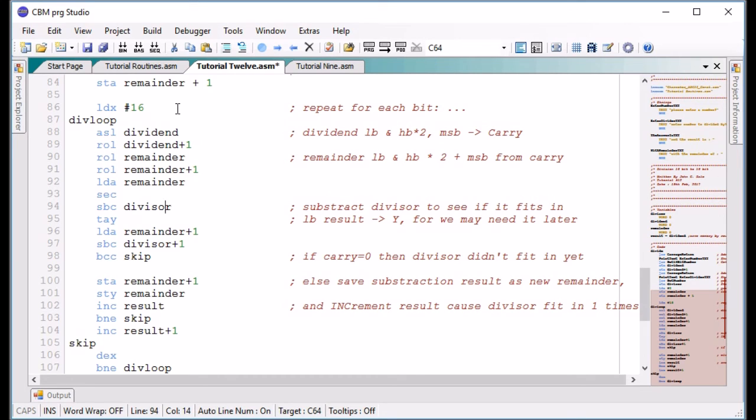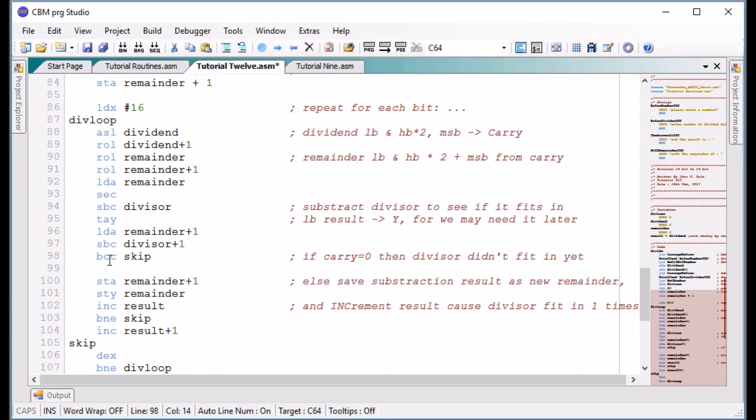We subtract the divisor. We transfer the accumulator into Y because we need to keep that number steady. We load the remainder plus 1, and then we subtract the divisor plus 1. So we're subtracting a 16-bit number from a 16-bit number. If the carry is clear, then it means that we couldn't subtract it, and so we have to jump round and do the next one.